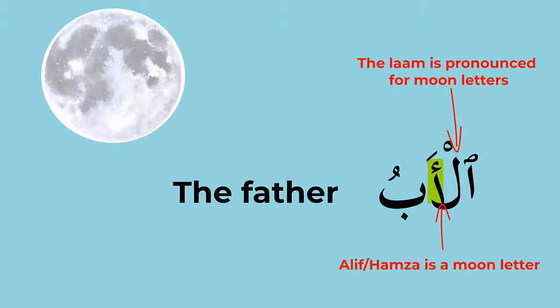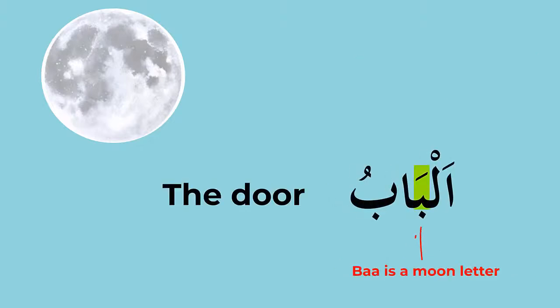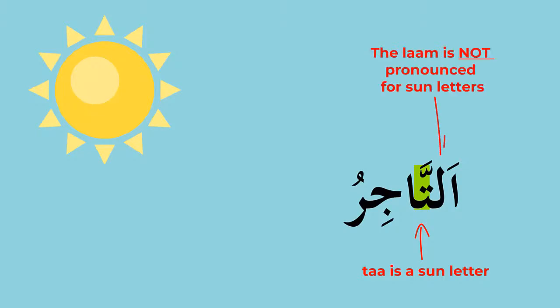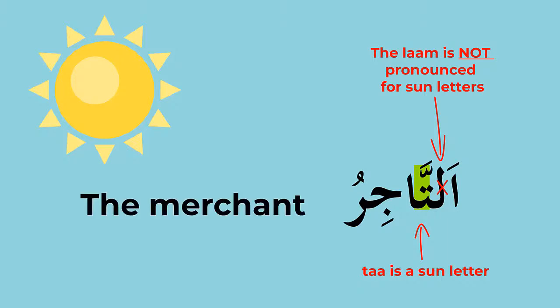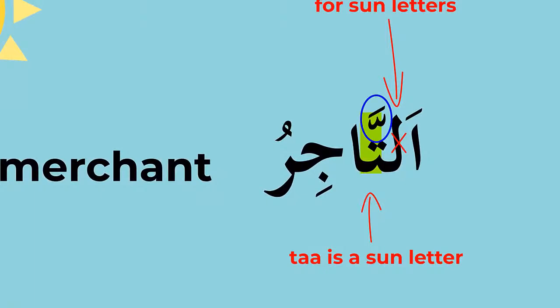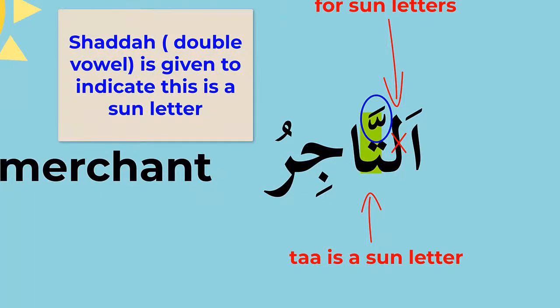Okay, the next letter is ba, and it is written here, al babu. Are you with me? Compare that to ta. We come to ta now. How will you pronounce this now? At-tajiru. You did not pronounce lam, you skipped it. What is tajir? Merchant. So, brother and sister, at-tajiru. Now this sign is given to tell you that this letter is shamsi. Later on, you won't need it. Your mind will figure it out, brother.